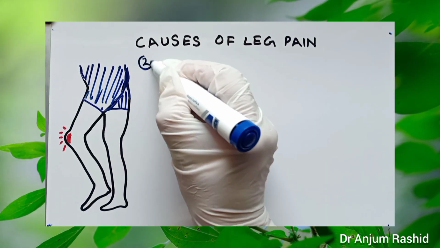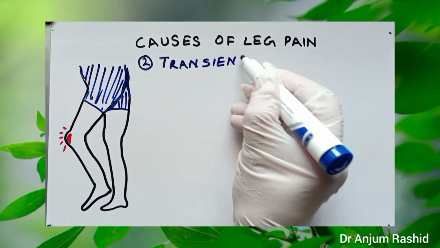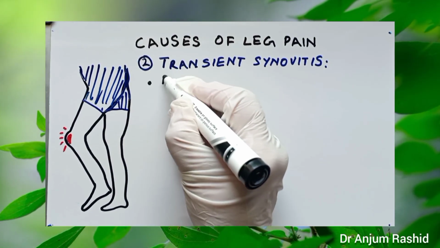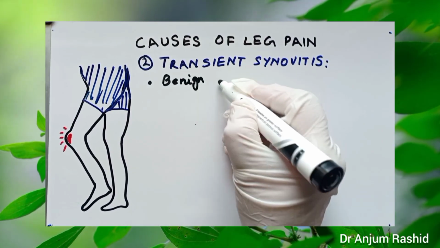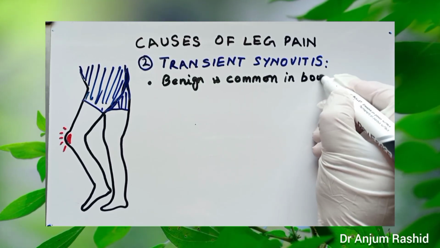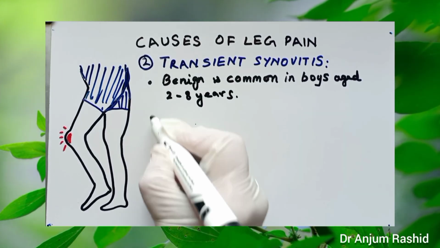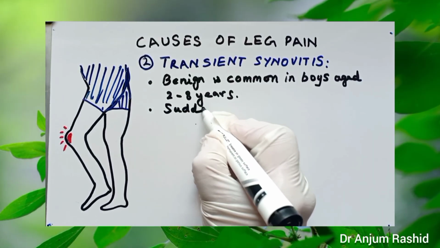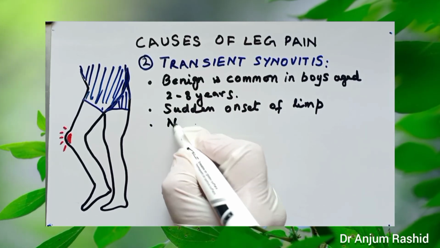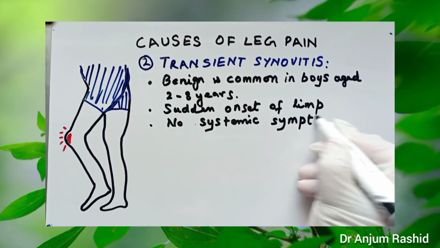Now, the second important cause is transient synovitis. It is the most common cause of hip pain and limp in young children, usually between 3 and 8 years of age. It often follows a recent viral infection and presents with acute hip or groin pain, sometimes referred to the knee. The child may limp or refuse to bear weight, but generally looks well with no fever or only low-grade fever.